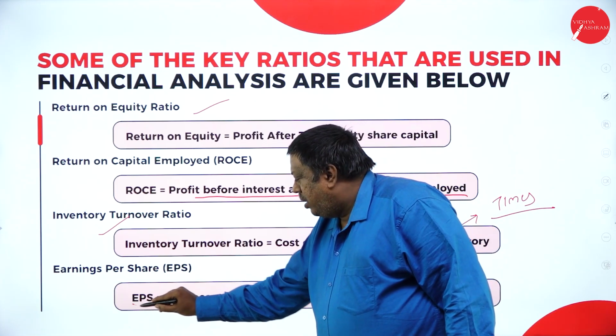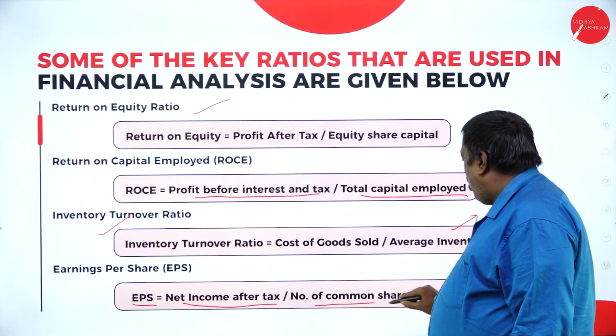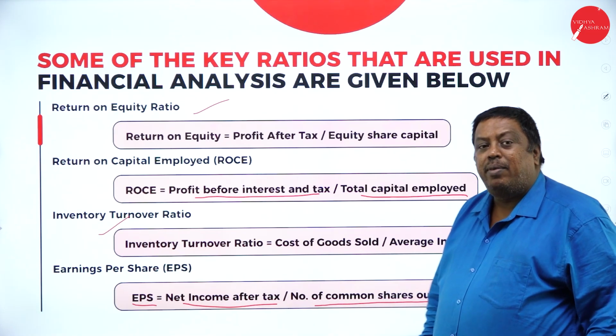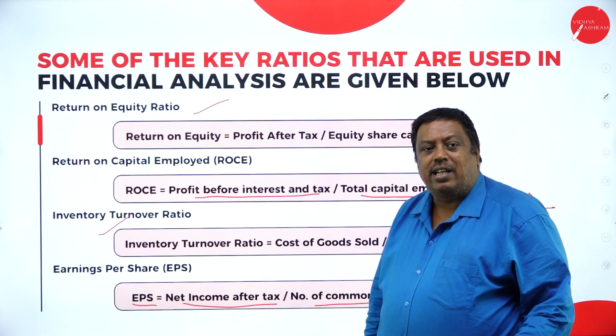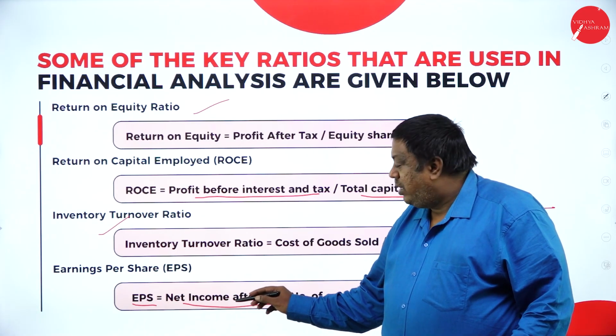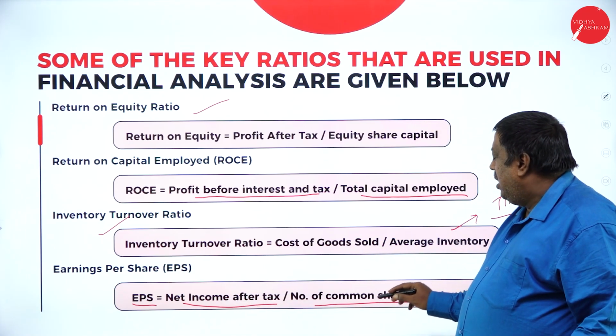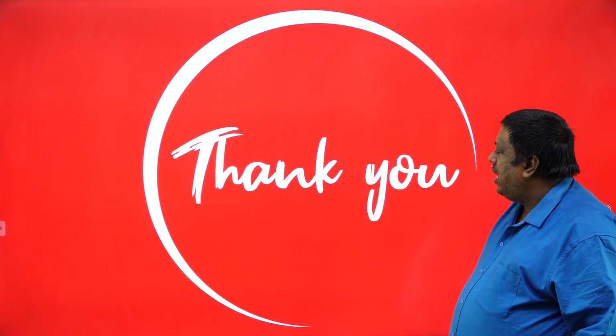And what is my earning per share? It is net income after tax divided by the number of common shares outstanding, meaning the number of shares issued to the public should be taken into account. The net income is the profit after tax, divided by the number of shares in the organization.